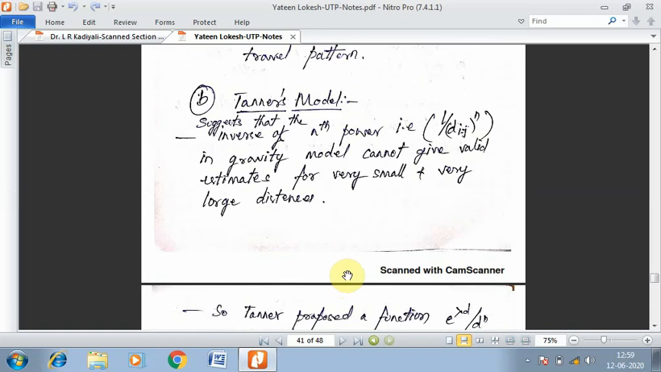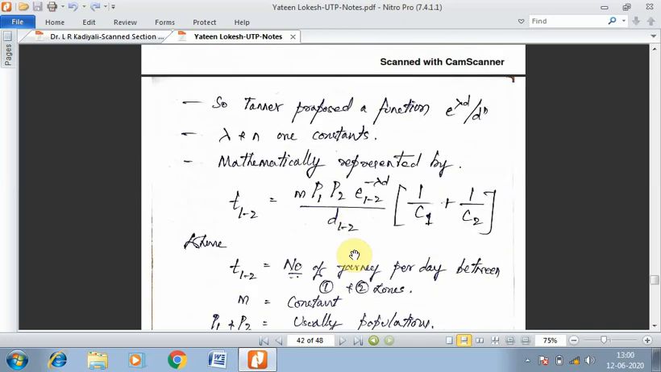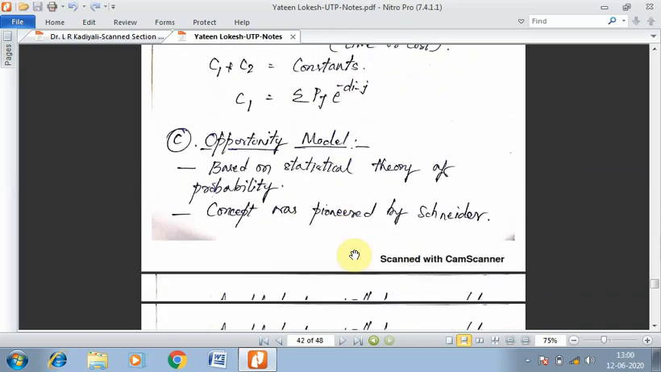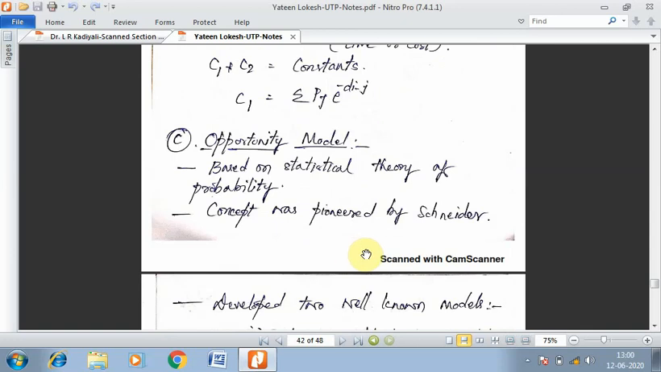Tanner's model is considered the second model under the synthetic models of trip distribution. The first one was the gravity model, the second is Tanner's model, and the third type of model is what we call the opportunity model. This is based on the statistical theory of probability, wherein you have a probability of a trip taking place, or a trip being made from one zone to the other zone, and depending upon that you will be doing the distribution.